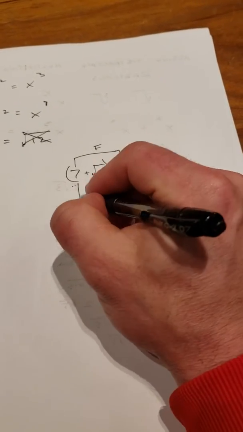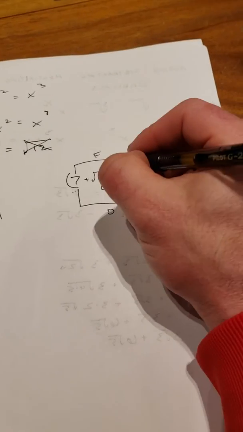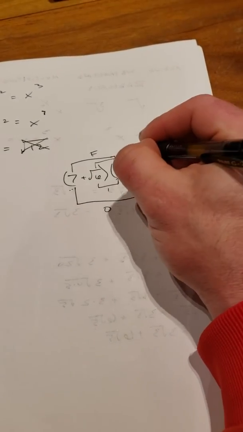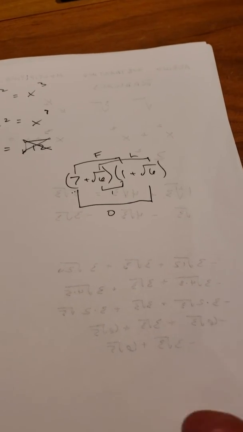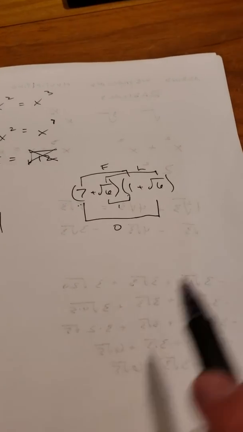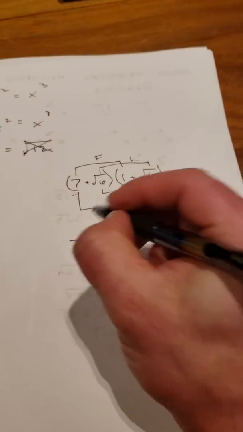Remember this? First, outside, inside, and then last. I've seen some of y'all do it your own way, and that's fine as long as it works. Remember the rainbow method, same deal. But let's take care of this. So 7 times 1, 7.